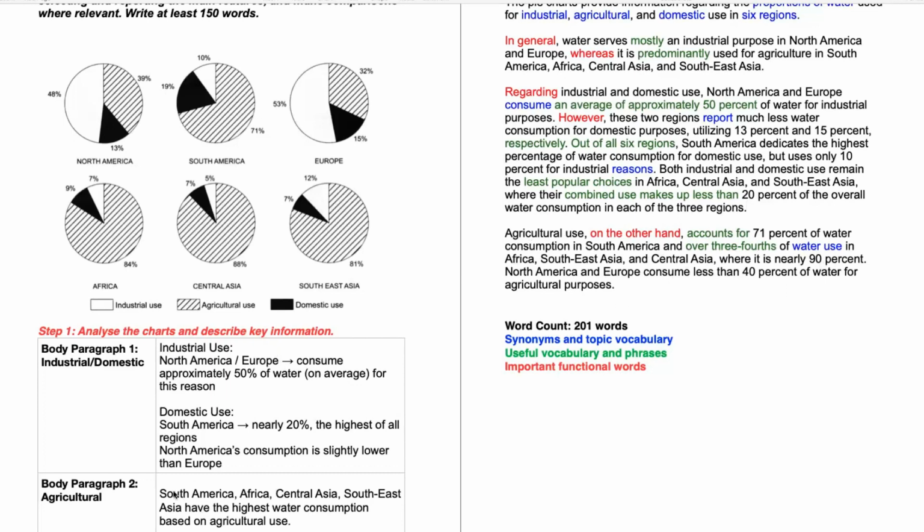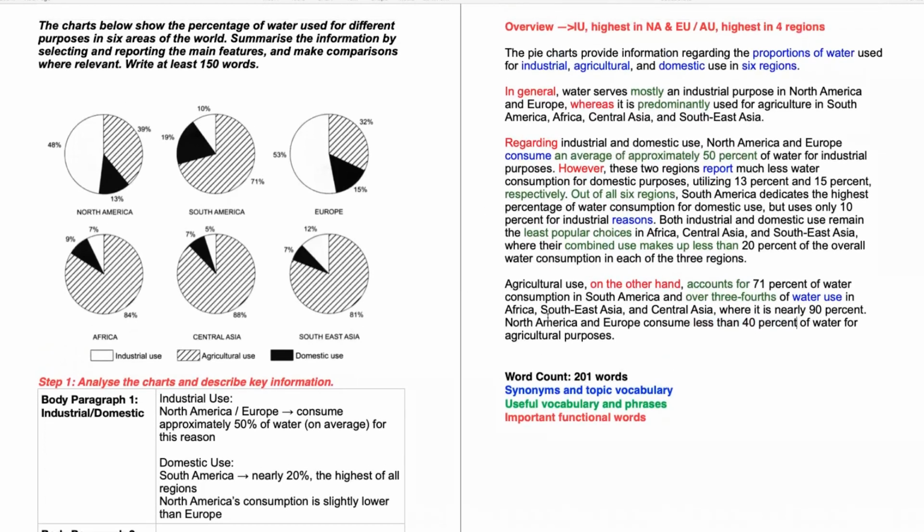So note that in my notes, I gave myself a guideline, and as I was writing, I looked and analyzed the pie charts for specific information like what we see here, less than 40%, or makes up less than 20%. You don't have to write all of these specific percentages in your notes. You can just give yourself sort of a map and then elaborate as you are writing it. And then just to see here, we have some nice important functional words in red. Regarding, on the other hand, these are great ways to start your body paragraphs. And of course, however is a contrasting word to highlight a contrasting idea.